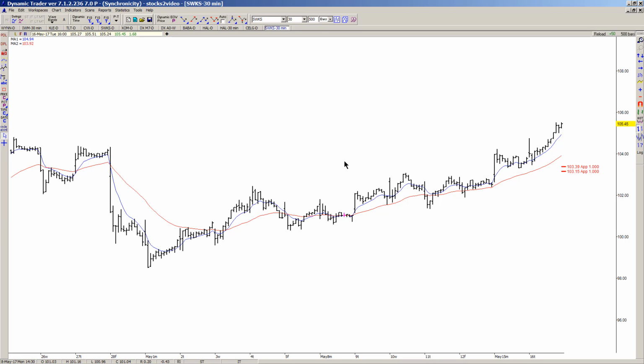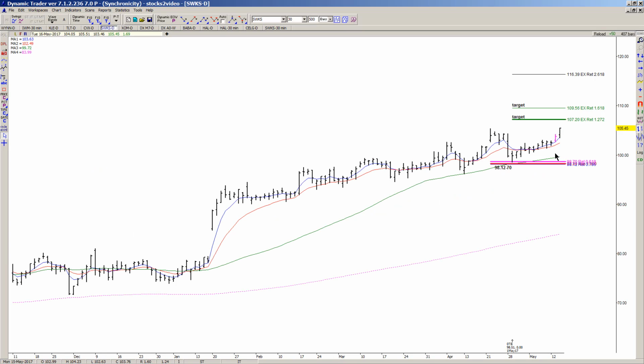I just want to give you a couple of ideas, because you have to remember, when a setup really starts working out nicely, we just don't know if it's definitely going to make the target.